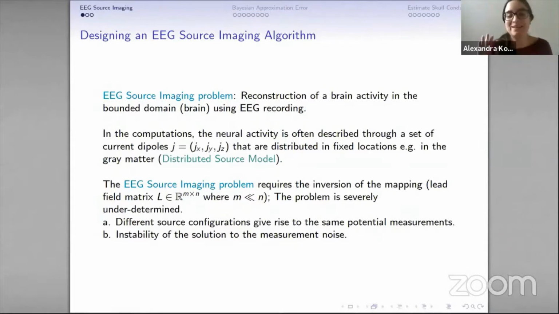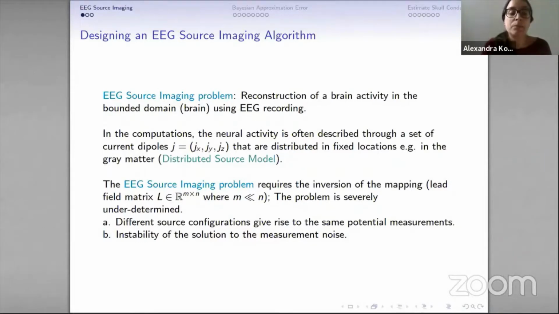So very briefly, what is EEG source imaging? Most of you already know, but I put it here just in case. It's the reconstruction of brain activity in a bounded domain. This can be the gray matter, deep sources, or whatever we are interested in, using the EEG recordings. The computational model often used, and the one I will have in this presentation, is a distributed source modeling, where we have fixed locations for the dipoles, and we connect them through a mapping to the EEG observations. This mapping is called the lead field matrix. You talked a lot today in the morning, especially about how you can build this using finite element methods.